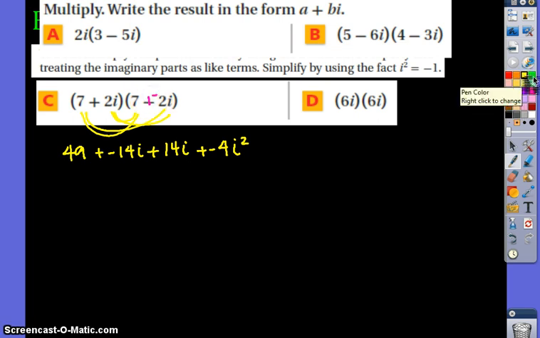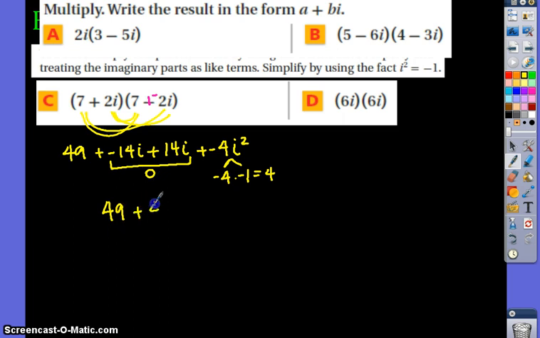All right, so let's clean this up a little bit and combine some of our like terms. A negative 14i and a positive 14i are going to wind up becoming 0. And then we also need to remember that this i squared is negative 1. So as a little mini problem, this is negative 4 times negative 1, which is going to give us a positive 4. So now we have a 49, and then the 0, which we're not going to count, plus 4, which we can combine to give us 53 as our answer.